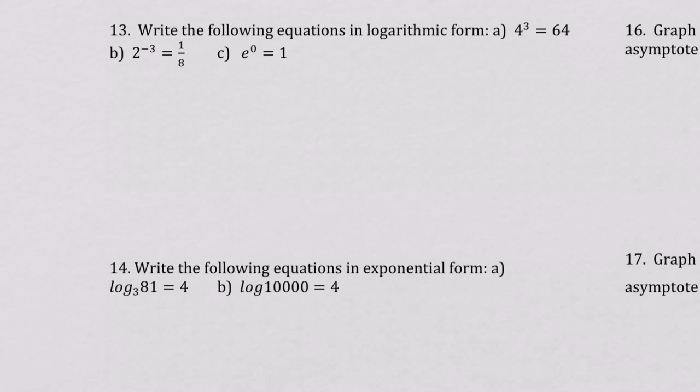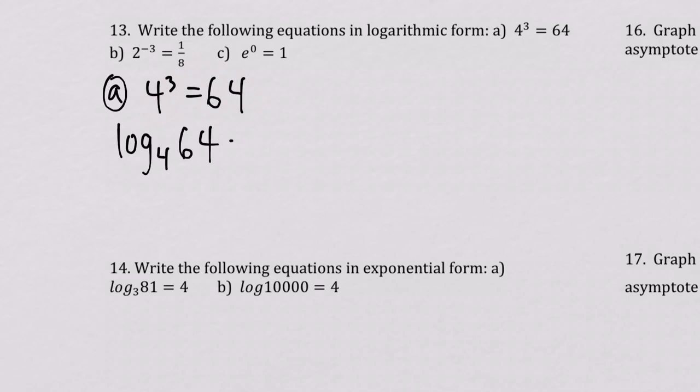Alright, 13. Write the following equations in logarithmic form. Okay, these are going to be fast. Let's look at A. 4 to the third equals 64. What you do to change this to logarithmic form is first notice the base. The base is 4. So you're going to write log base 4 of not 3 but 64, right? You go to the other side. Log base 4 of 64 equals 3. That's how simple that is.